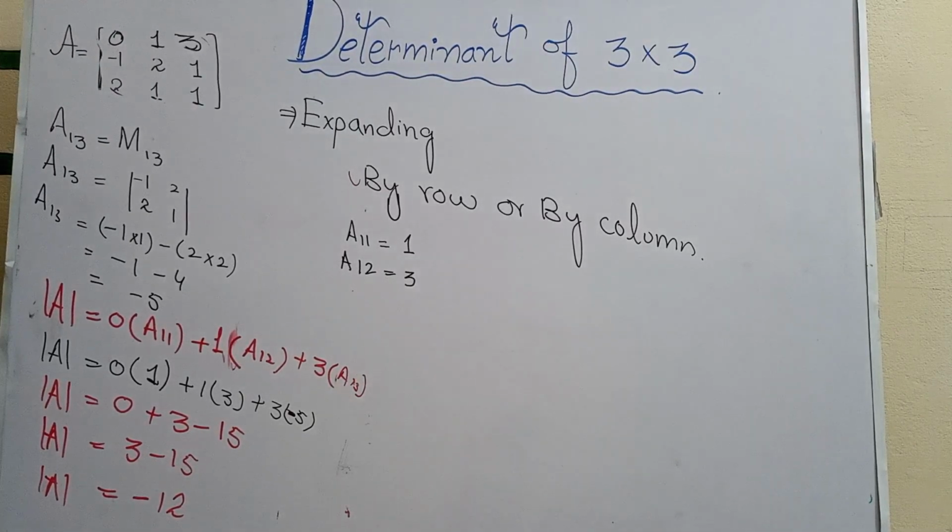Then we have to write, for A determinant, the cofactor along with the original numbers, along with their signs. Here it was positive 0. So here we have written along with its cofactor, then the next number along with its cofactor, and the last number along with its cofactor. Then we have calculated the whole value. In this way, we have calculated the determinant of our matrix.